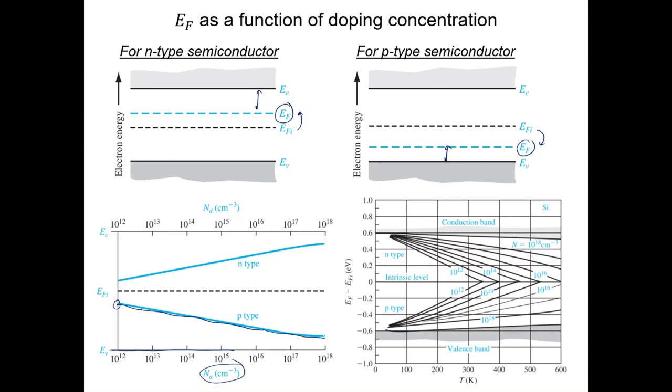So as you see, this gap between the Fermi level and the valence band would reduce as you increase the doping concentration or the acceptor concentration. Similarly, if you increase the donor concentration, this gap will reduce. As you increase the donor concentration, this gap is going to reduce, right?